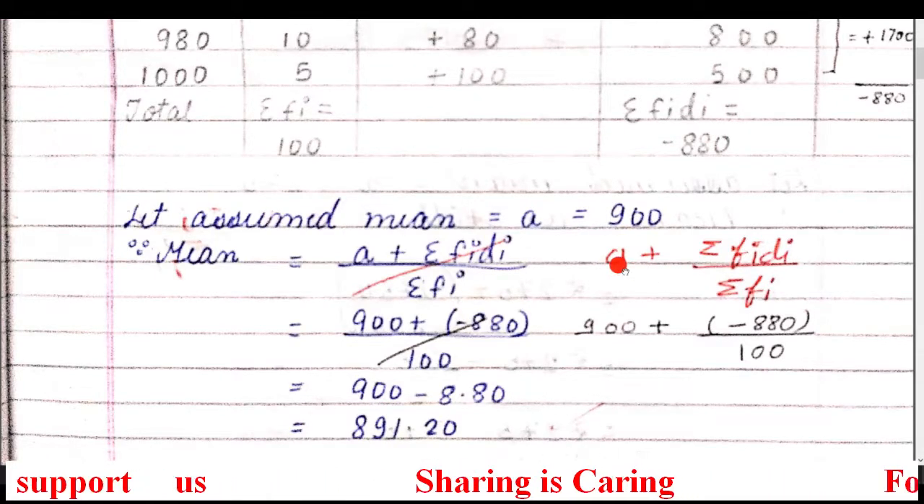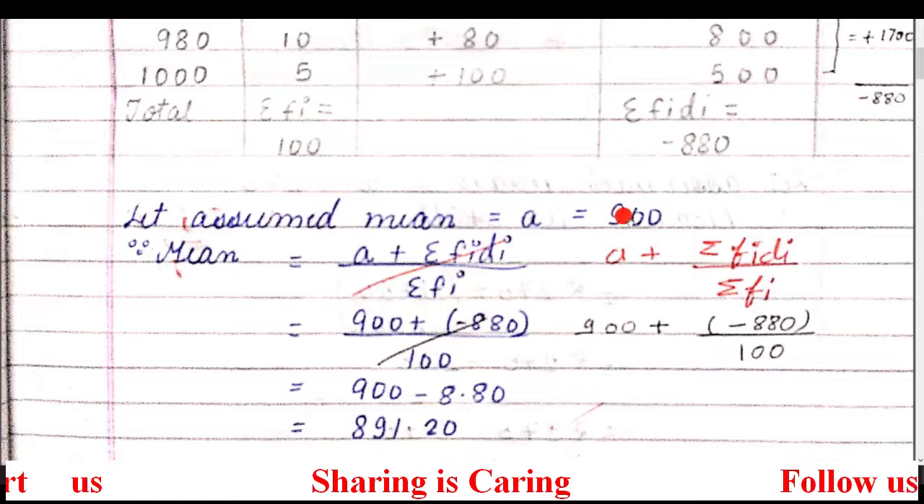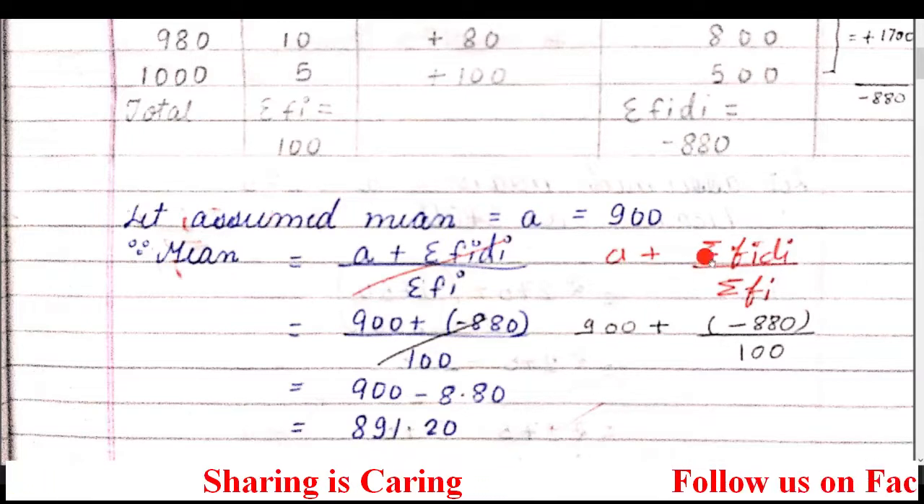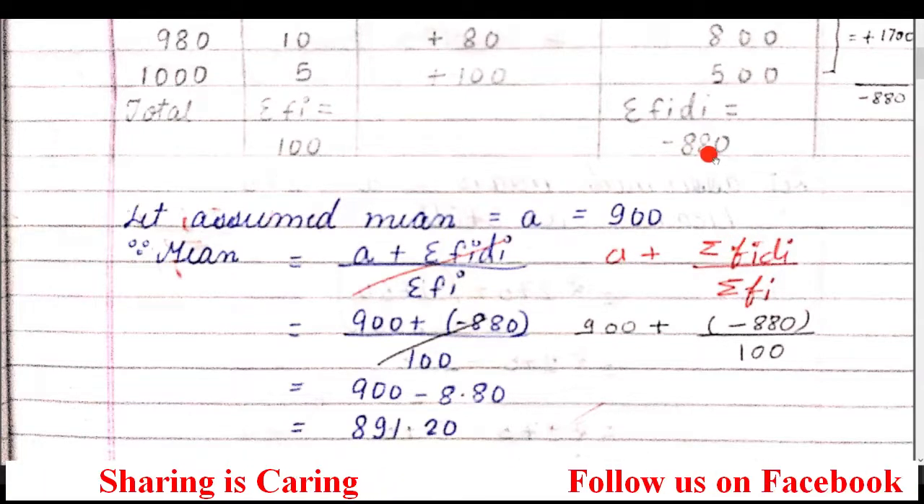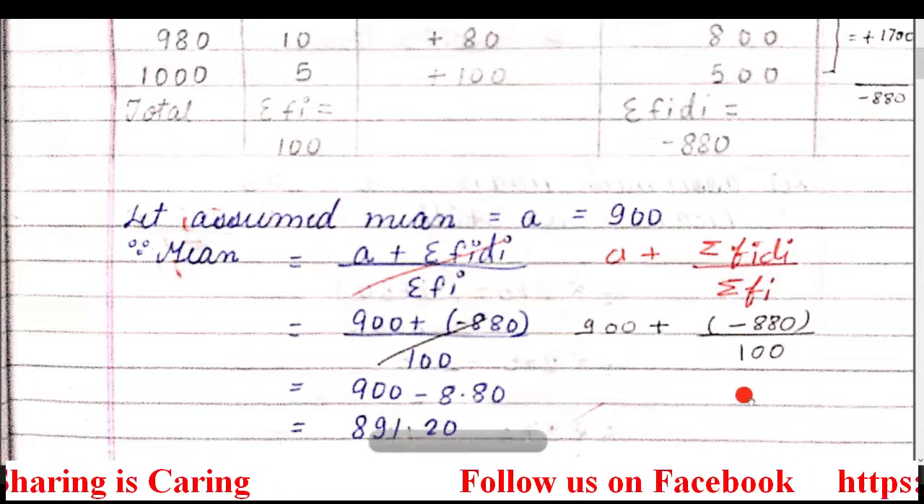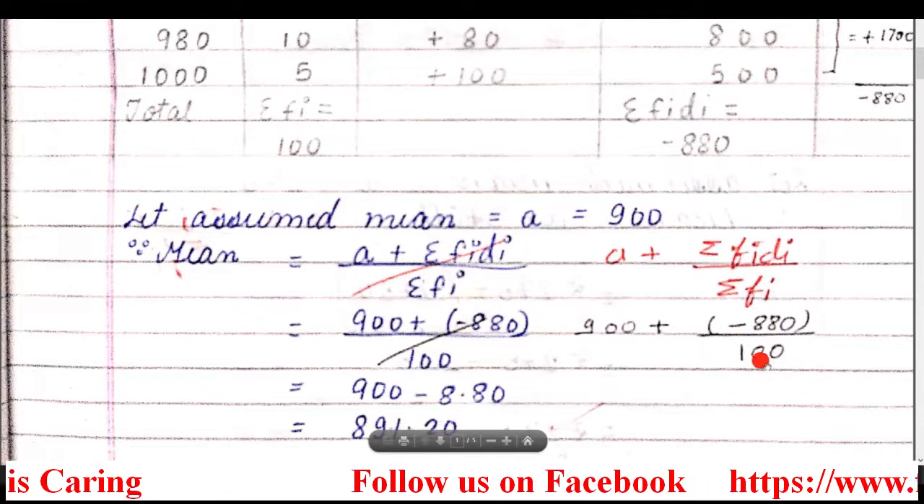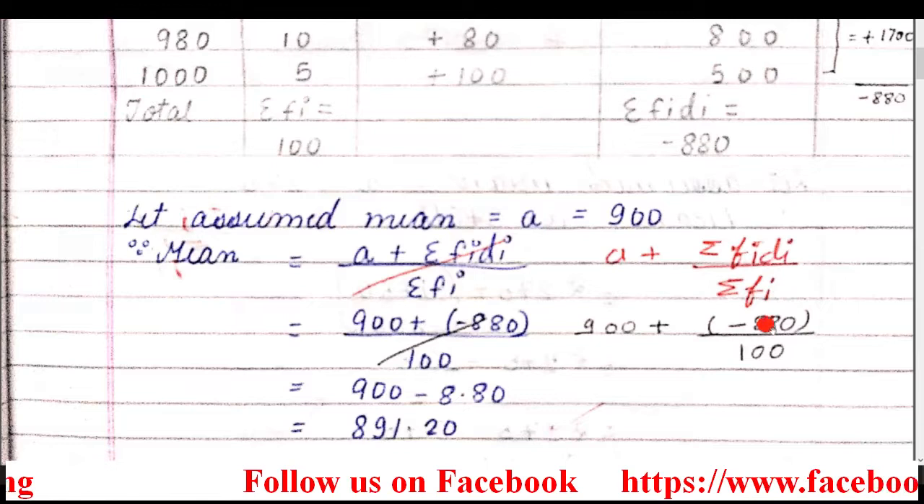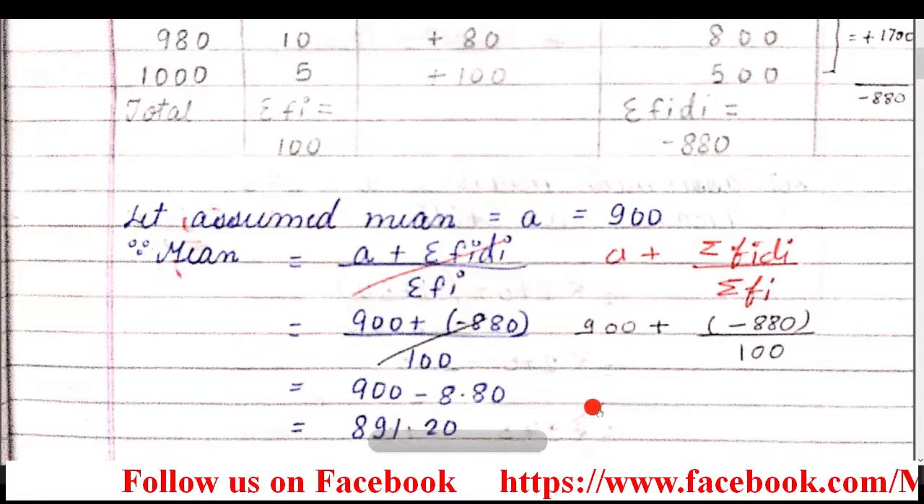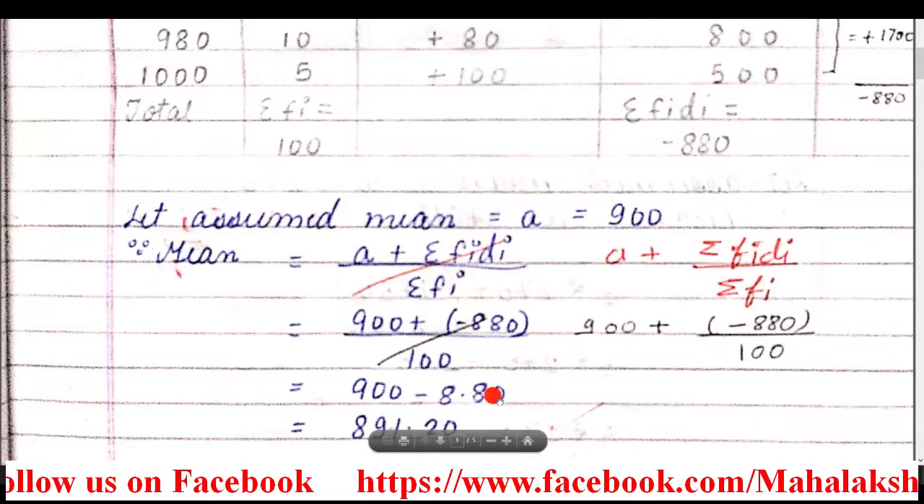Now we'll enter the values here. What is A here? A is 900, then plus sigma Fi di value is 880 and then sigma Fi is 100. So here students, two zeros are there. So from the backside, after two places put the point. So that will give you the answer 8.80.